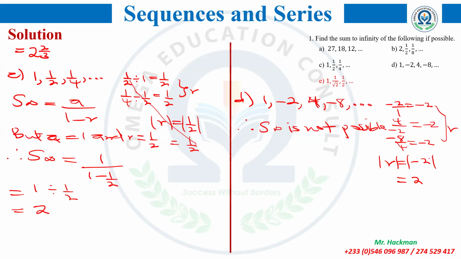Okay, if you like, you can attach your reason. Since R, which is equal to the absolute value of R, which is equal to 2, is greater than 1. Is that clear? Because it should be less than 1. Is that okay? Is my point well made?